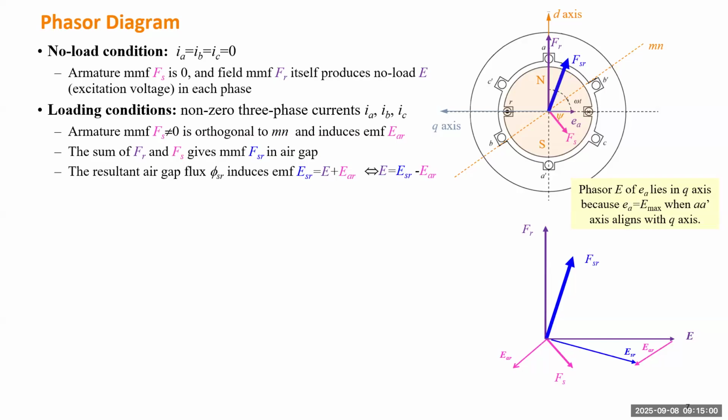parallelogram. So ESR is the sum of E and EAR, but in this triangle it seems this one is shorter. It seems to be this one and some voltage drop due to a load inside of the generator, and the total will be the internal E. So we can just define the opposite, the negative EAR, as some voltage drop.